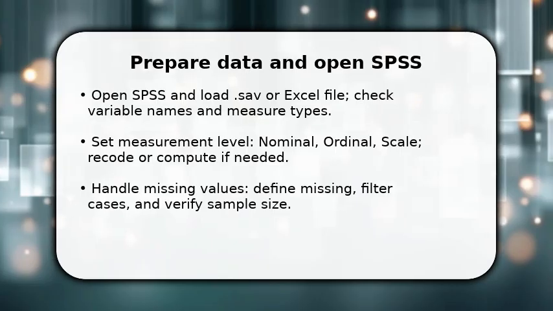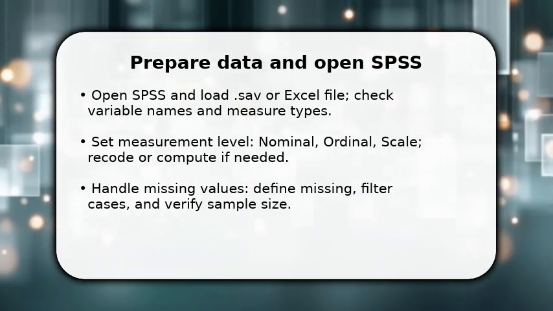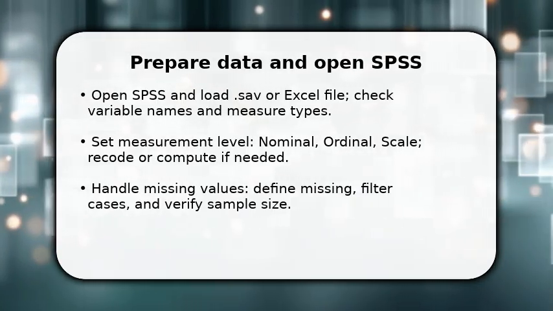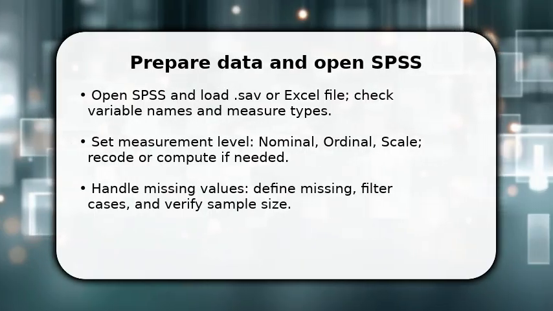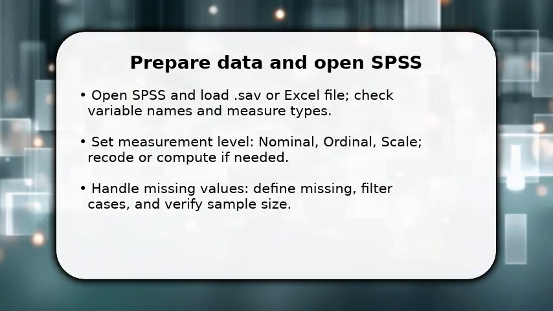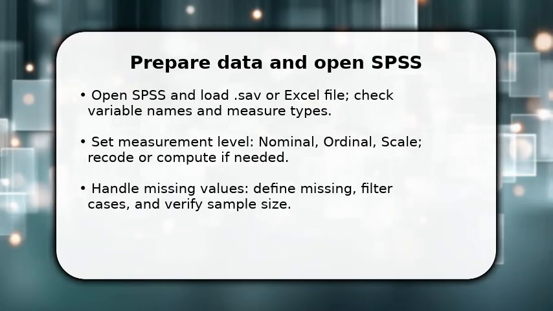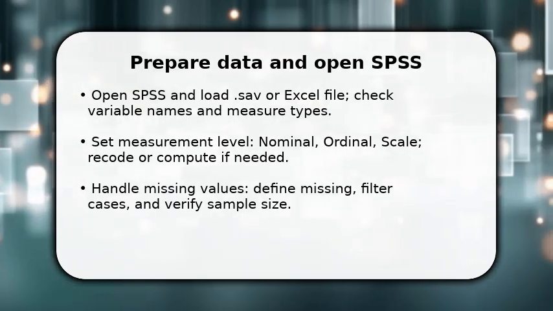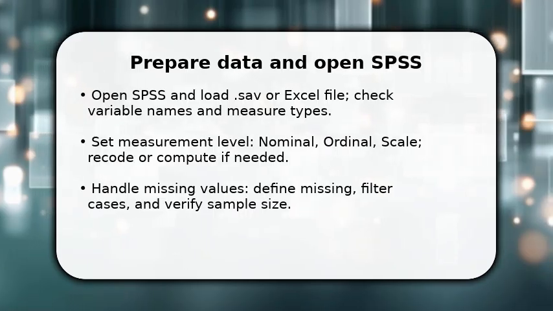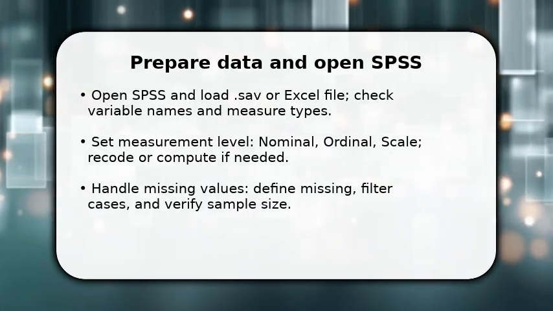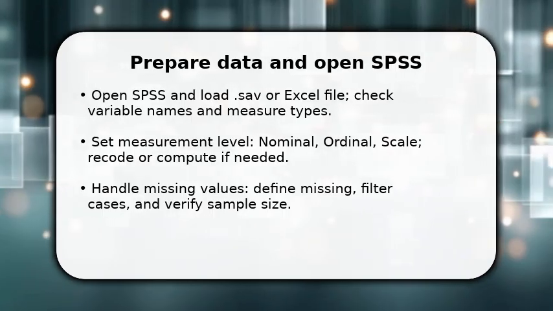You start by loading your dataset into SPSS and confirming variable types so graphs represent data correctly. Once done, inspect scales and recode or compute derived variables where necessary. This ensures accurate axes and summaries. Make sure to mark missing values and filter cases to avoid misleading plots.